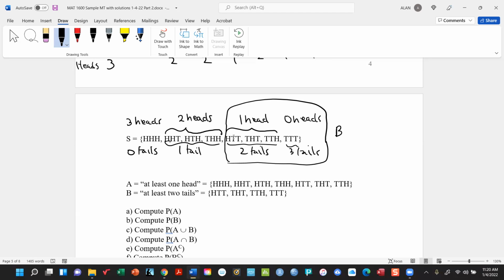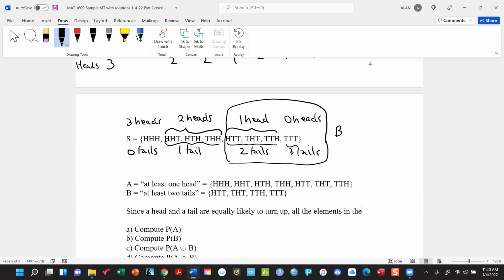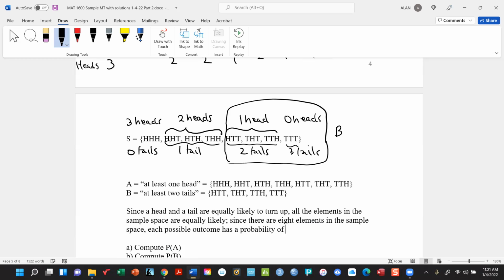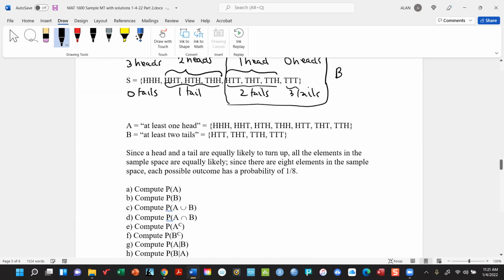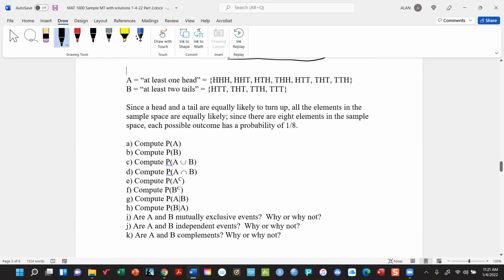And now the rest is easy, because since a head and a tail are equally likely to turn up, all the elements in the sample space are equally likely. Since there are 8 elements in the sample space, each possible outcome has a probability of 1/8. All right, so we'll keep that in mind when we calculate these following probabilities. They're all equally likely.